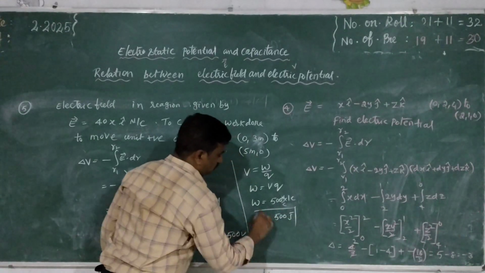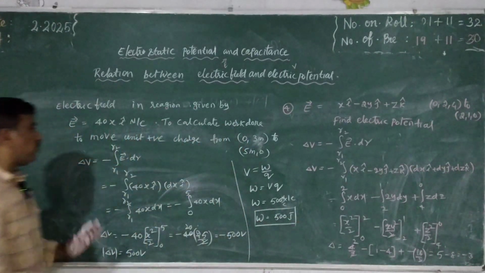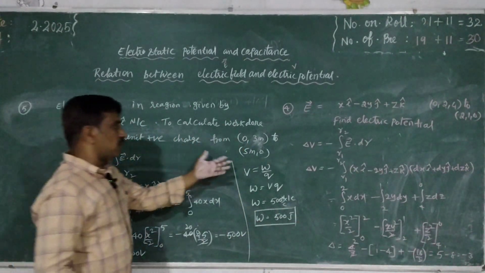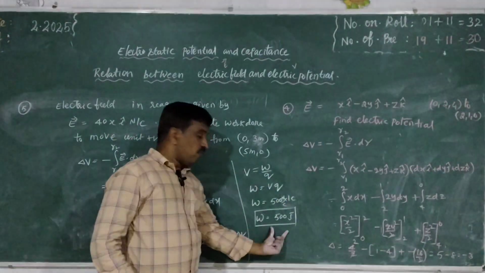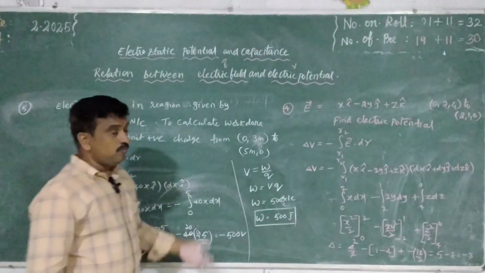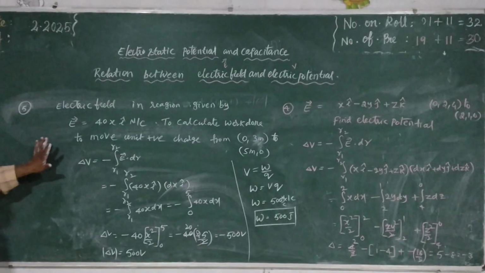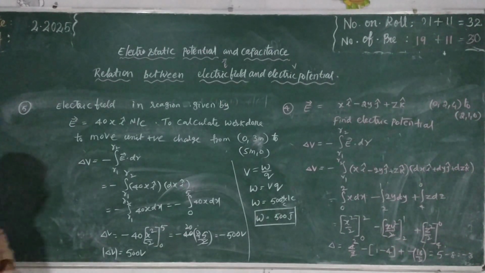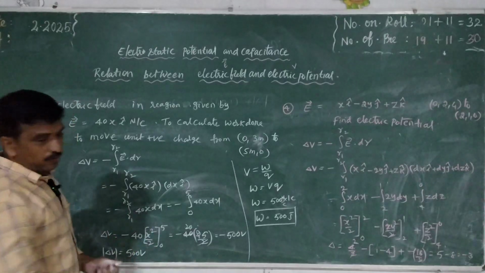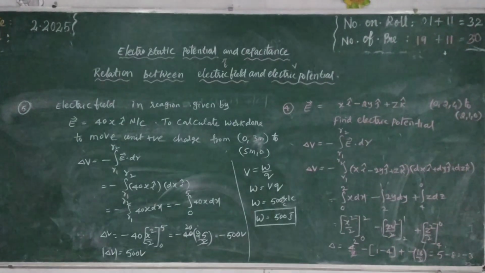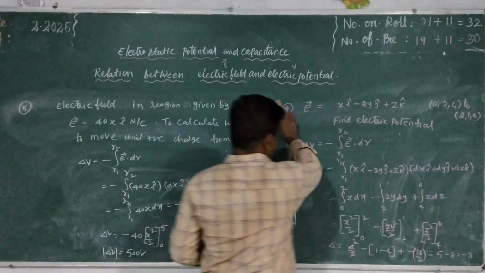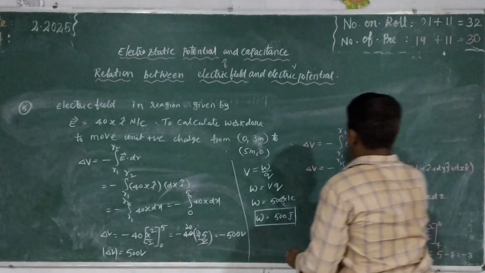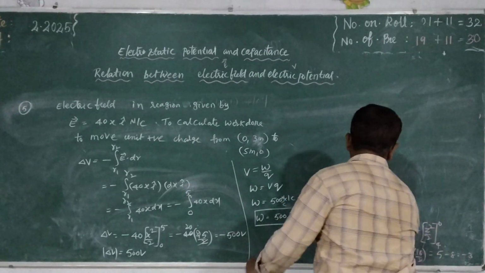What is the work done in moving a unit positive charge from (0, 3) meters to (5, 0) meters? It is 500 joules. This is the problem that was given in the 2025 CBSE board exam. Yes, this is the problem. See, one more problem of the same type we can do. This is the last problem in this concept.